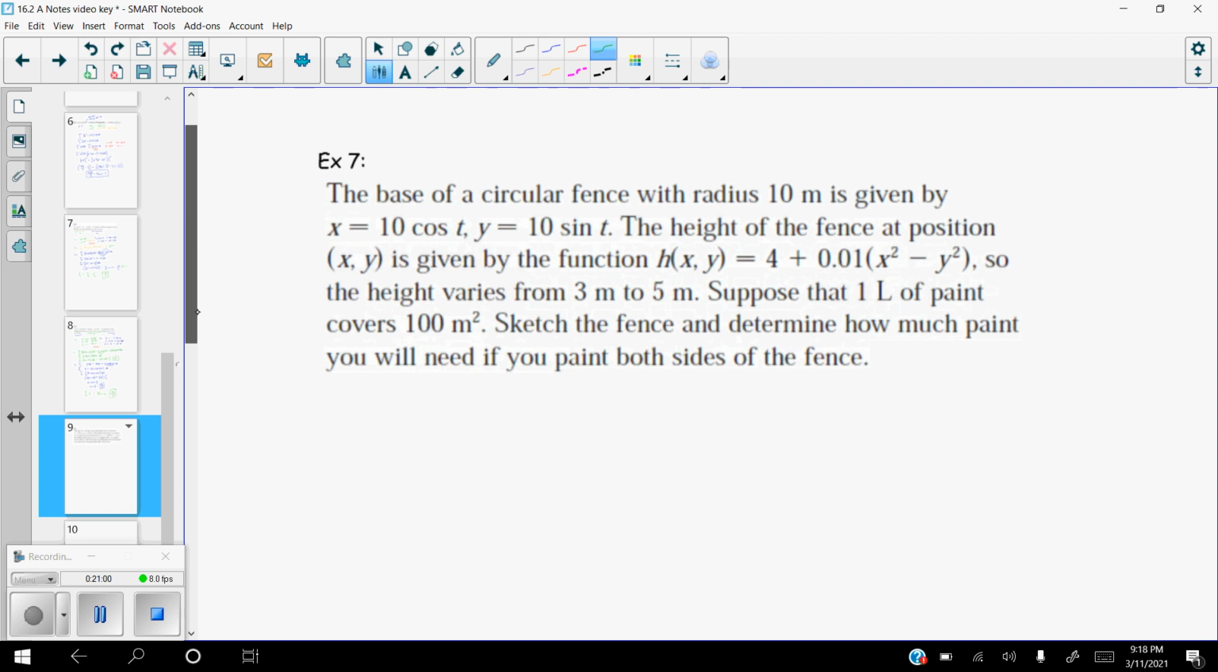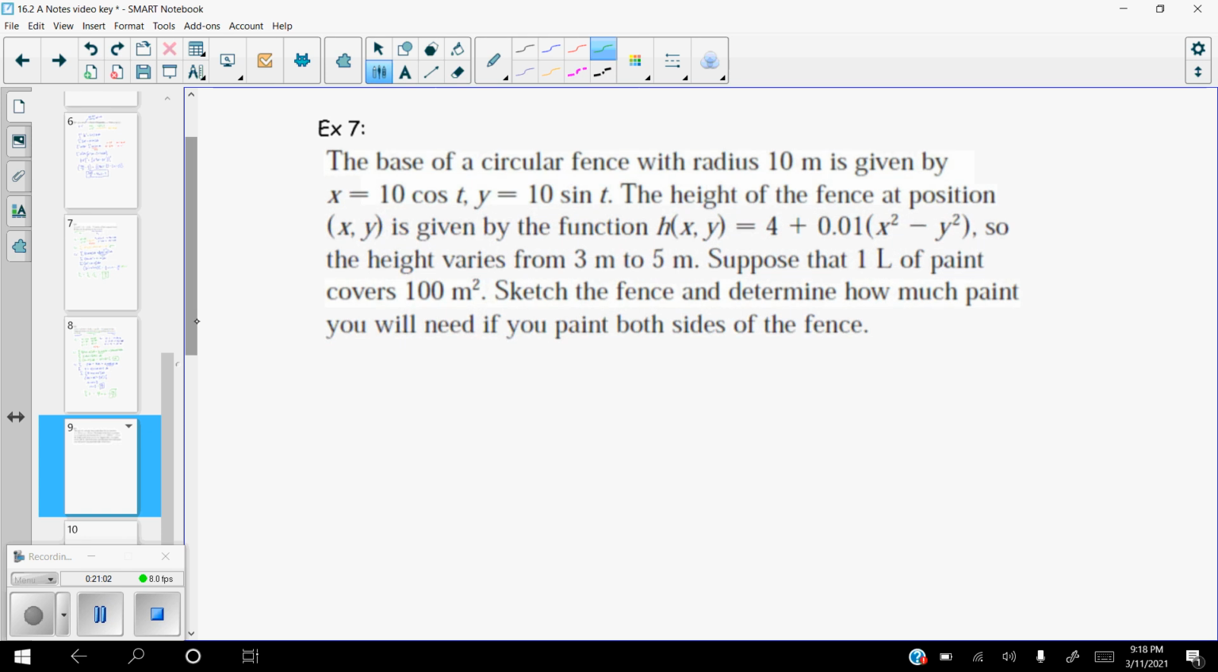Okay, so basically this fence is acting as our ribbon. So the first thing is x equals 10 cosine t, y equals 10 sine t. Hopefully you remember that is the parametric form of a circle with a radius of 10. So because of space here, I'm just going to say that this thing right here is our circle with a radius of 10. Okay, that's the projection down into the xy plane.